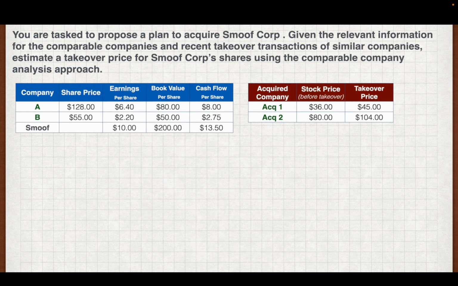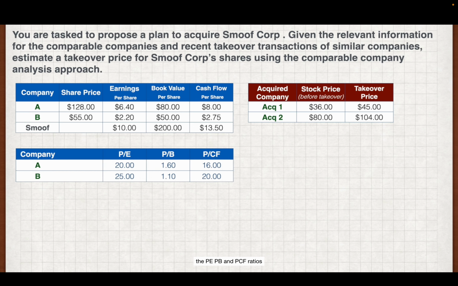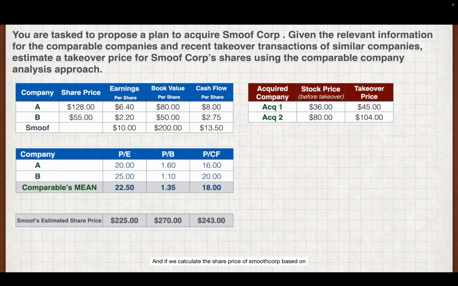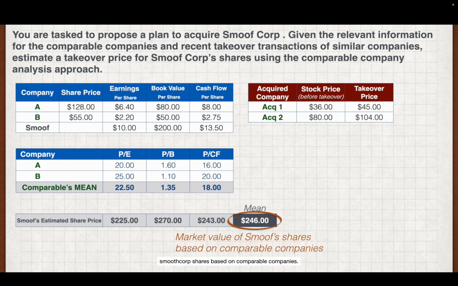And we're back. Since we're only given the earnings, book value, and cash flow per share, we're only able to calculate the PE, PB, and PCF ratios for the comparable companies. Assuming they are equally similar to the target company, we just calculate the simple mean for the comparable companies. Check your calculations. And if we calculate the share price of Smooth Corp based on the comparable company's mean ratios, we get the following estimates. The mean of these three figures is $246. This is the market value of Smooth Corp shares based on comparable companies.